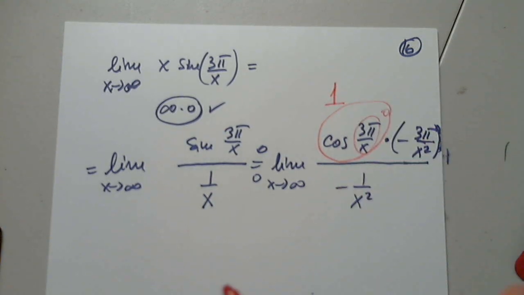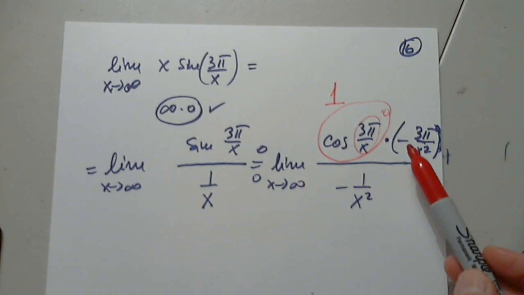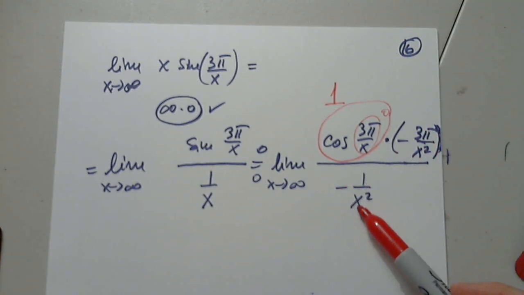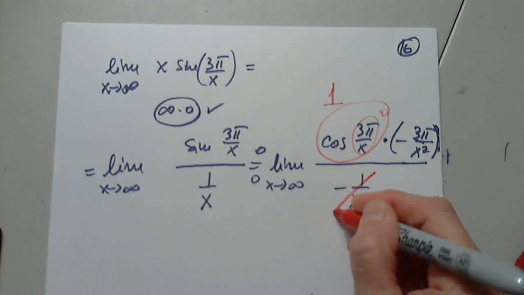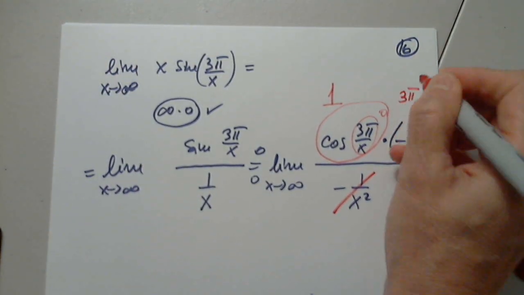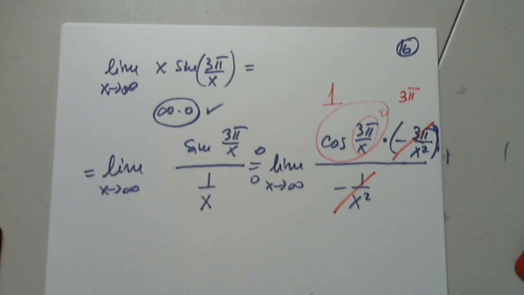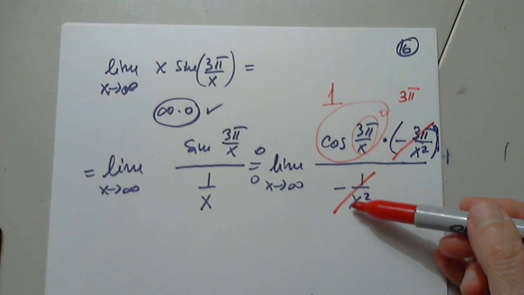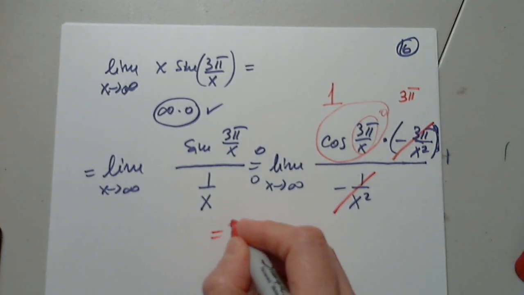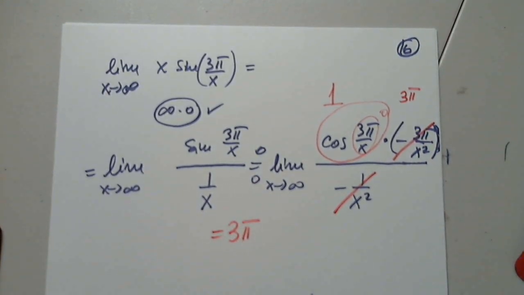Brilliant. But we have to notice something extremely important now. The negative 1 over x squared at the top with the negative 1 over x squared in the denominator will go away. So what is left is just 3 pi at the top. Negative 1 over x squared with negative 1 over x squared, and 3 pi is left. So the answer is 3 pi. Very nice. It's a very nice problem.